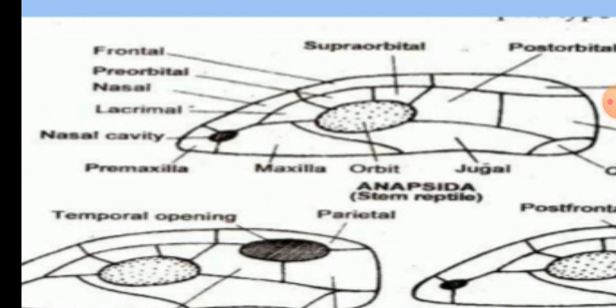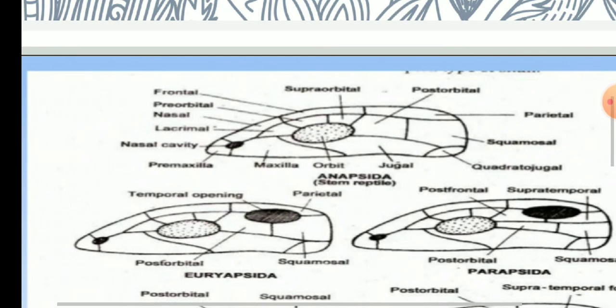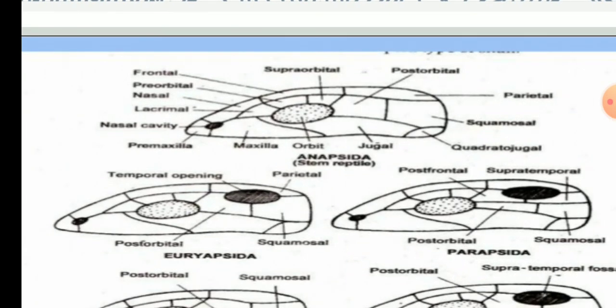The topmost row consists of 3 types of bones, that is nasal, frontal, and parietal bone. The base one consists of 4 types of bone, that is premaxilla, maxilla, jugal, and quadratojugal bone. Now remains the middle row. The middle row comprises lacrimal, preorbital, supraorbital, postorbital, and squamosal bone.